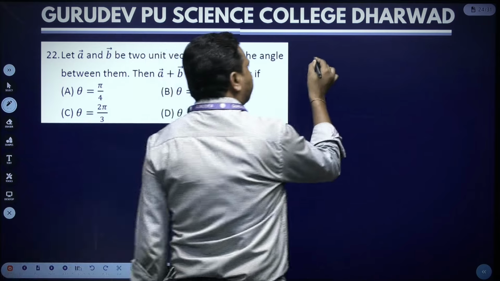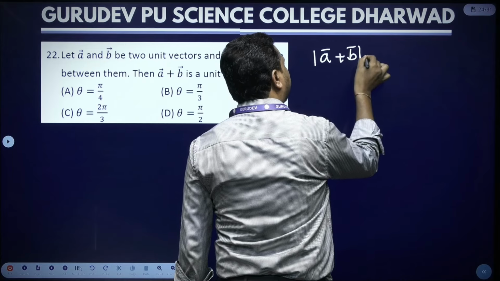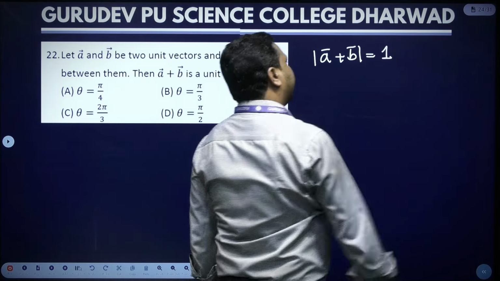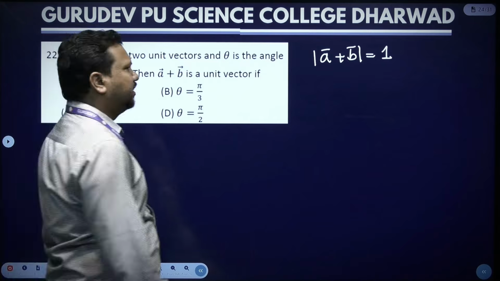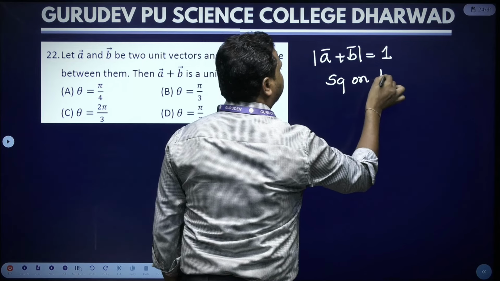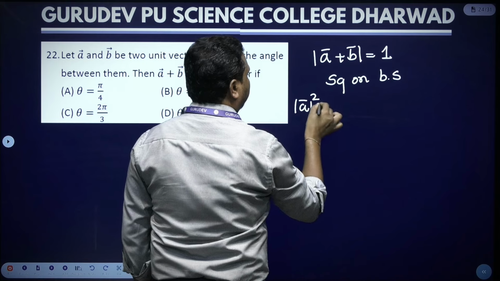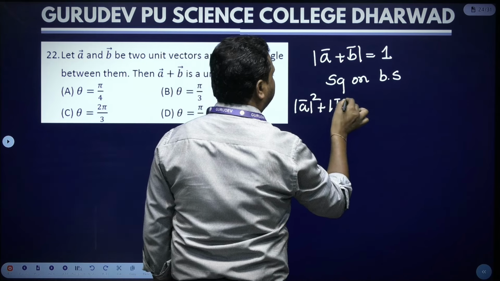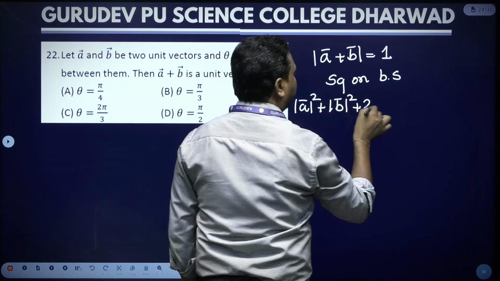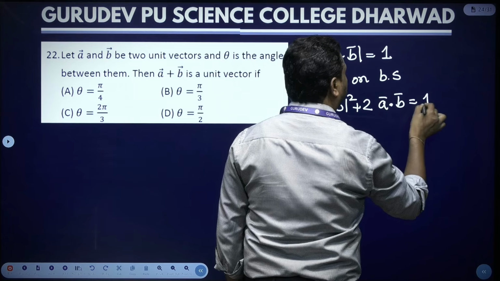So A plus B is a unit vector, that is, magnitude of A plus B is equal to 1. Then squaring on both sides, it will become magnitude of A square plus magnitude of B square plus 2 times A dot B is equal to 1.